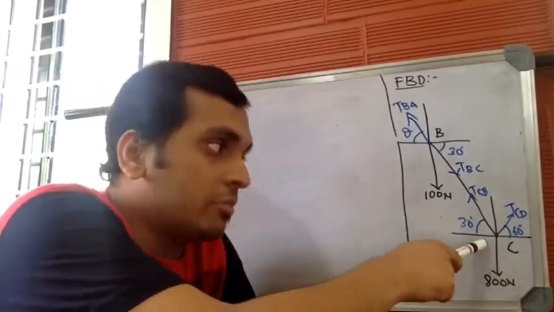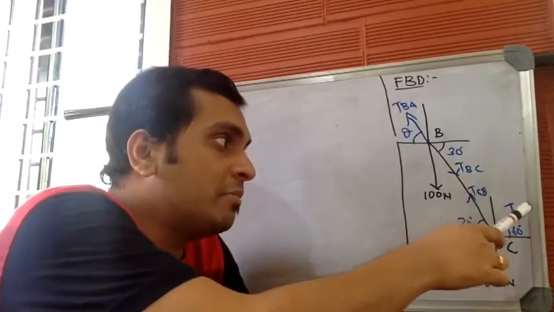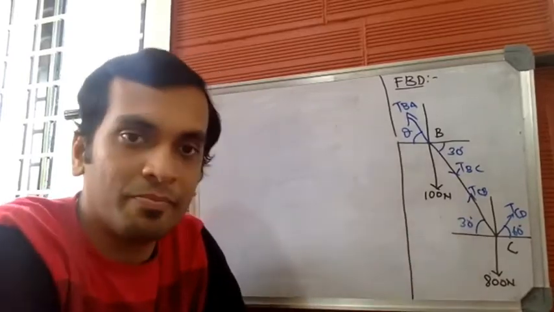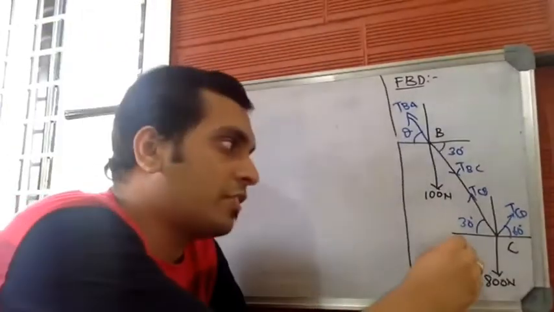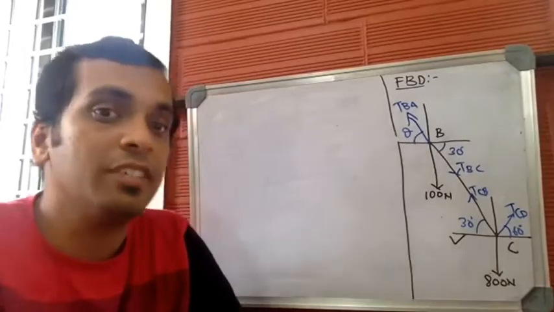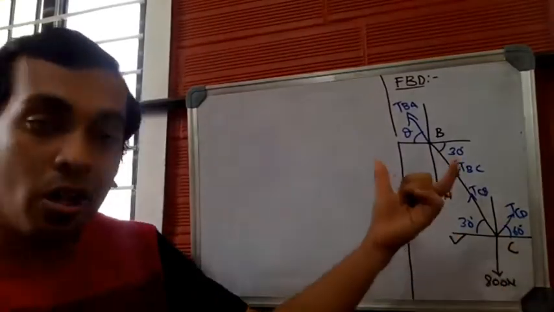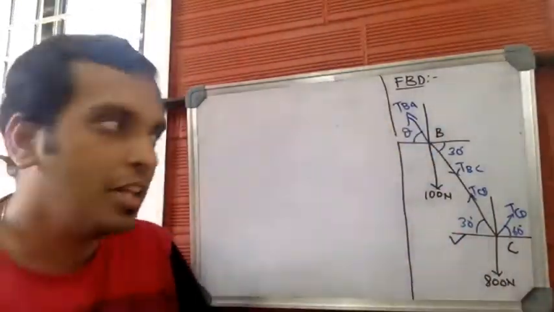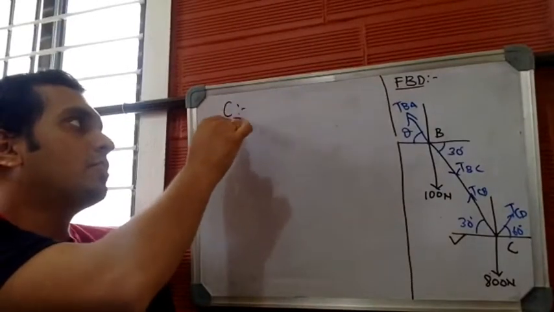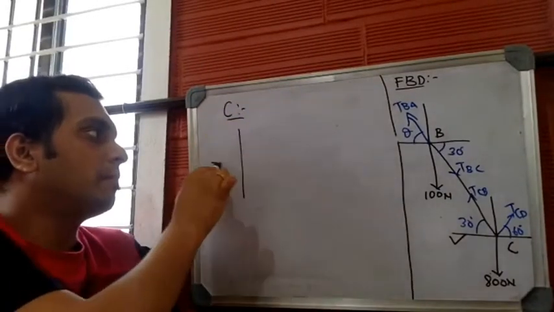As far as the free body diagram of junction C is concerned, only TCB and TCD are unknown. You know the angles. So you will select the free body diagram of junction C first because it has the least number of unknowns. Let us select the free body diagram of junction C first. Let me draw it separately.